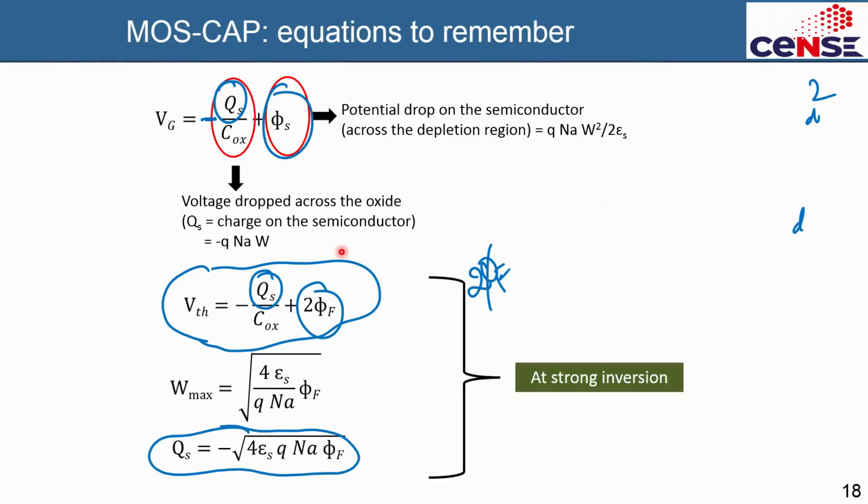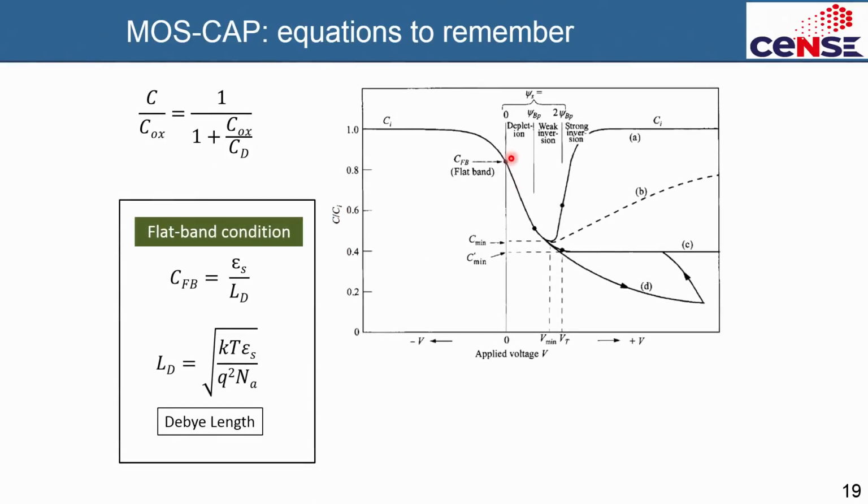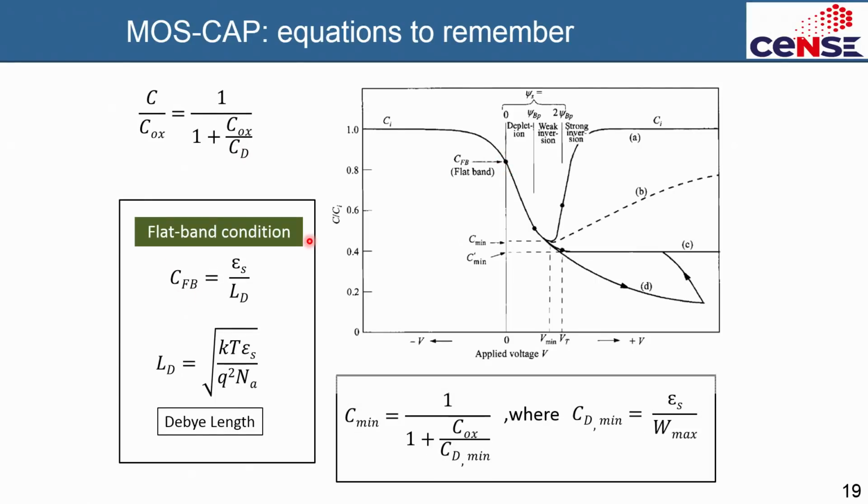In the flat band condition, whenever you apply a small voltage on the gate, you will be able to modulate a small depth of the semiconductor, that is called the Debye length, and corresponding to that you have a Debye capacitance. The Debye capacitance will be in series connection. This expression will still be valid, but instead of the depletion capacitance you have to put the Debye capacitance, because you will be able to modulate only a small thickness of the semiconductor, called the Debye length.